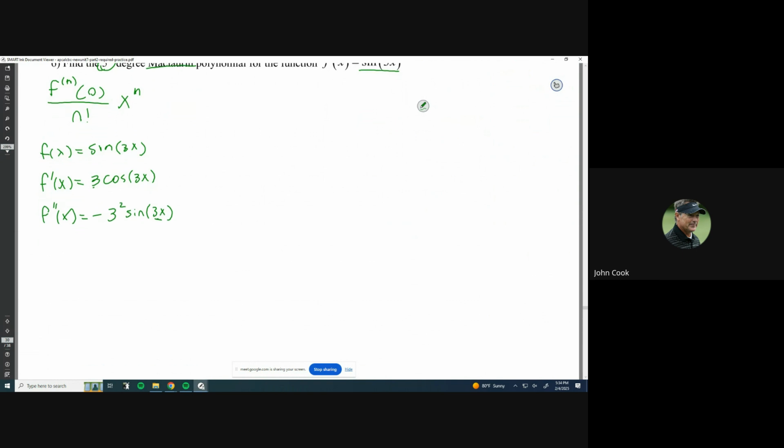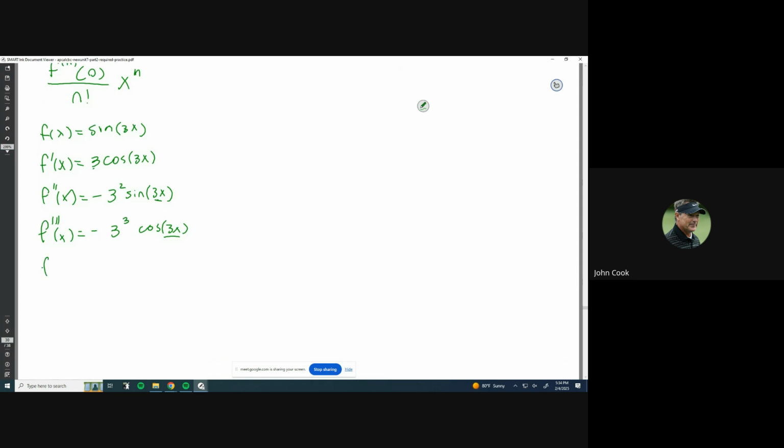And then the next one that I get, the third derivative, is going to be, let's see, the derivative of sine is cosine. So I get a negative cosine of 3x, and then I multiply by 3 because I have another chain rule. And 3 squared times 3 is 9. 3 squared times 3 is 3 to the third power. So do you see what's happening here with these patterns?